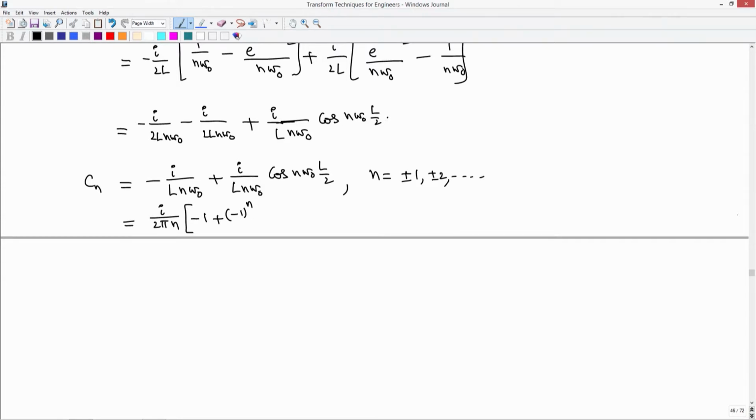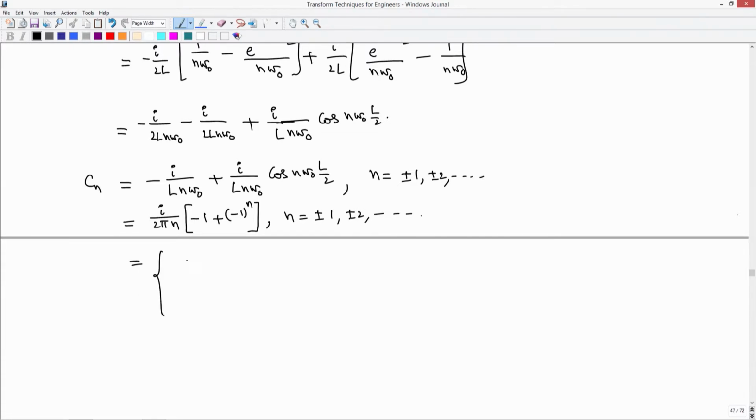Okay. So, I by L n w is I divided by 2 pi n. So, cos(n omega naught L by 2) is cos(2 n pi) times 2 pi by L, L goes, 2 goes. So, cos n pi is (-1) power n. So, this is what you get for n equal to plus or minus 1, plus or minus 2, and so on.